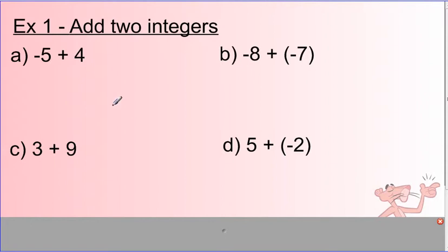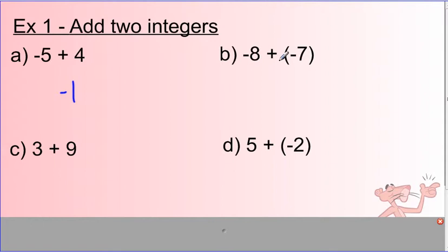So I look at these two numbers, and their signs are different. One is positive, one is negative. So the signs are different, so I'm going to subtract. 5 minus 4 is 1. And then I keep the sign of the bigger number. There are more negatives, so the answer is negative. Boom. Done.